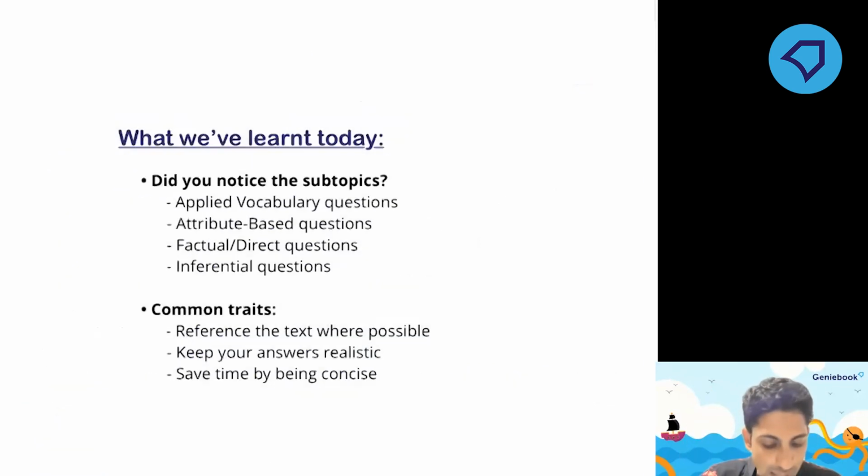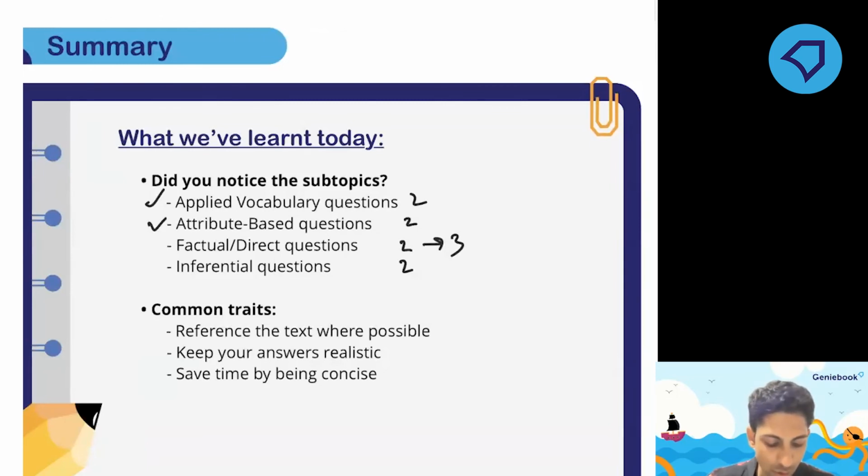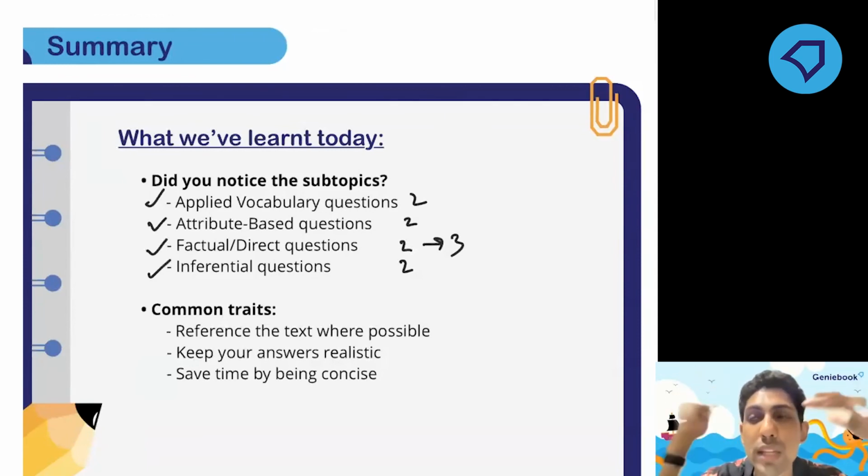And we're done. So this is the question I posed to you just now. Did you recognize the question types? We had 2 of each. Or maybe 3 of this. I don't know. But applied vocabulary questions, when you ask for a word, what does this word mean? Okay. Then attribute-based questions. How would you describe someone based on the passage? Factual or direct questions ask you things directly from the passage. The one on the reindeer, you just have to look who did what. Inferential questions means questions where you have to think about the story.